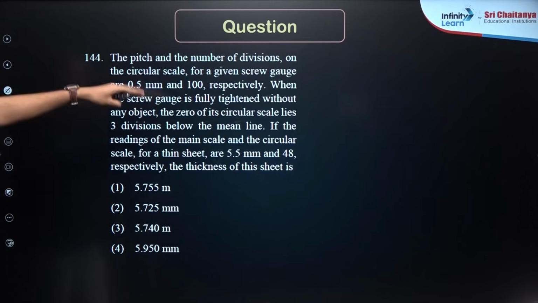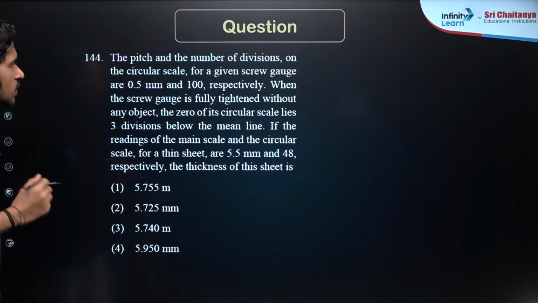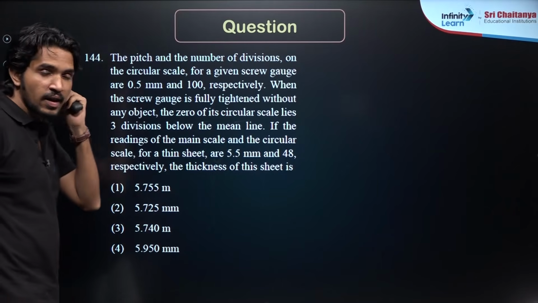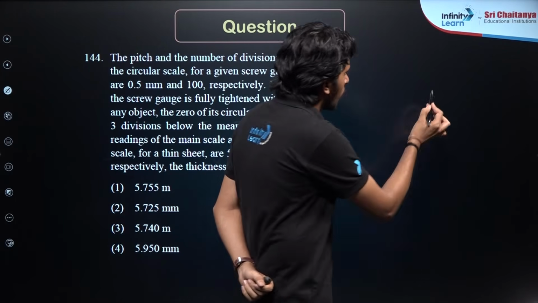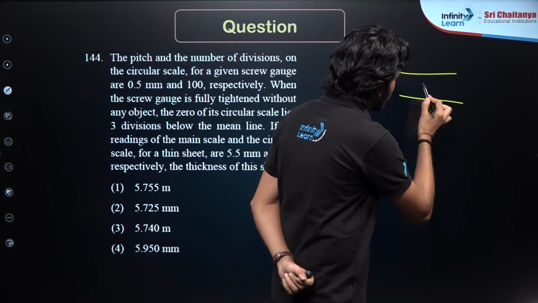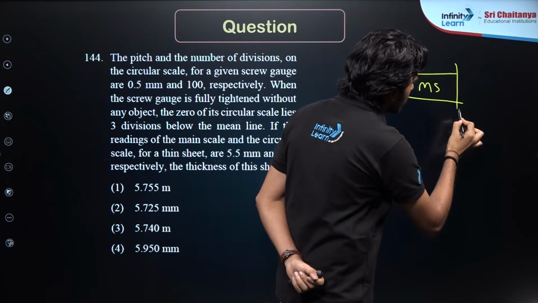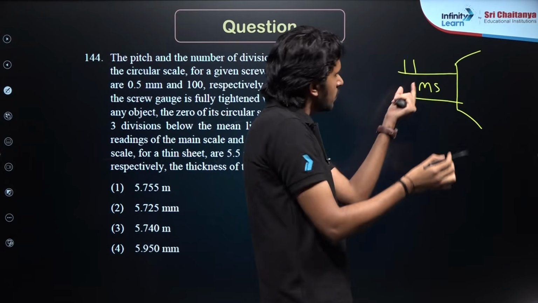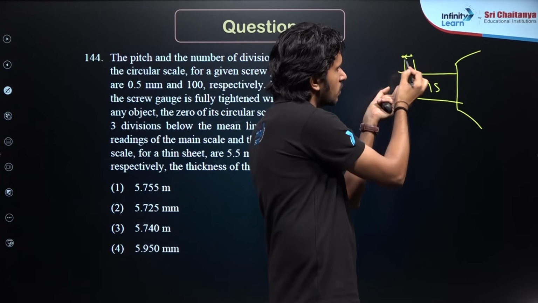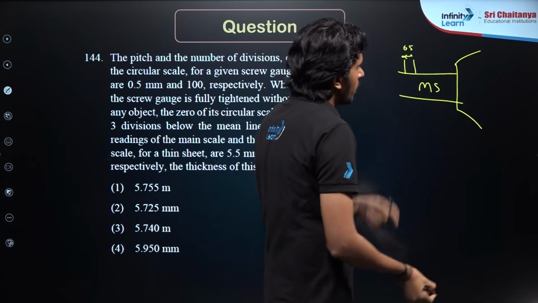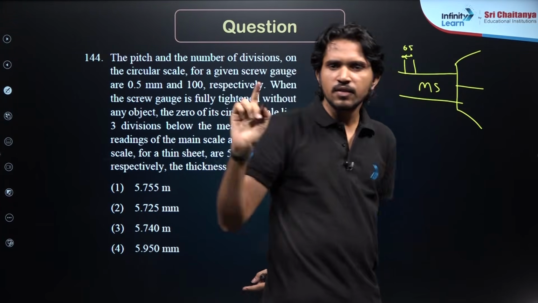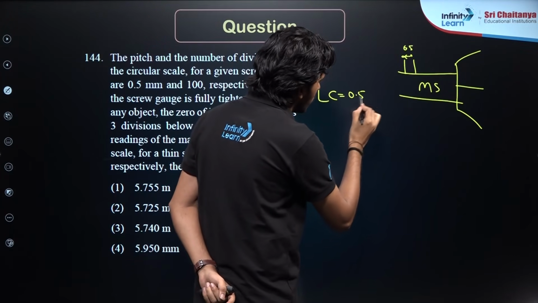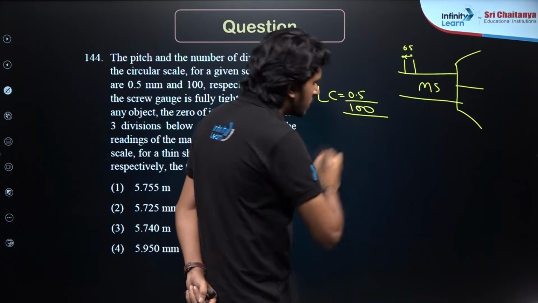Then the pitch and the number of divisions on the circular scale for a given screw gauge are 0.5 mm and 100 divisions. First of all, what is a screw gauge? In a screw gauge, we have a main scale and a circular scale. In the main scale, what is pitch? Pitch is the distance between these 2 points, that is given as 0.5 mm, and the number of divisions is given as 100. We know what least count is. Least count is 0.5 divided by 100.